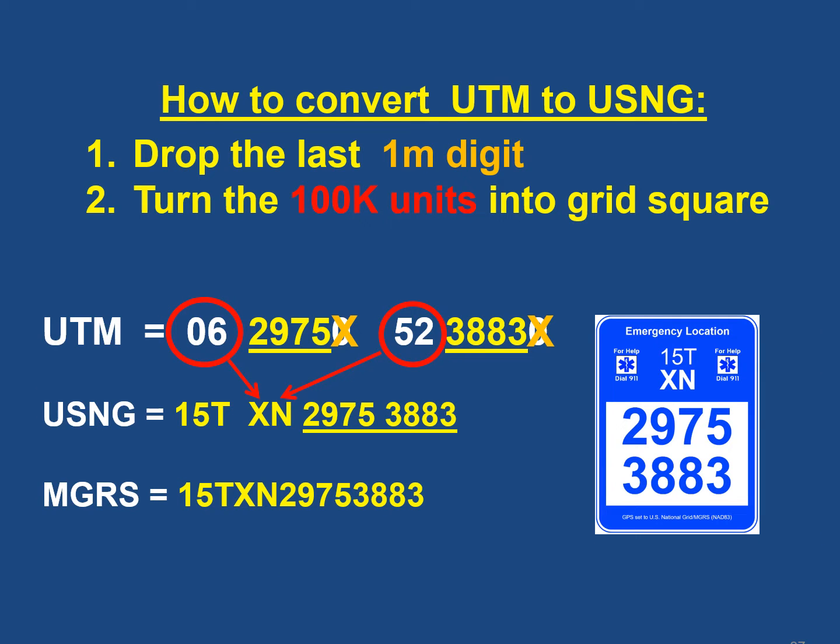If you're familiar with UTM, you can easily convert to USNG in your head. If you're on the same grid square, just remove the last digit because that's a 1 meter digit and we don't need to be within 1 meter of someone to find them. So we use just the previous 4 digits, easting and northing, to give us a 10-meter precision or accuracy.